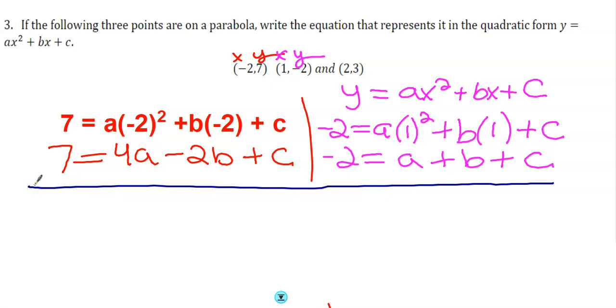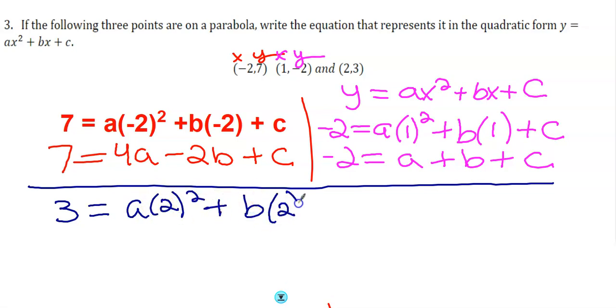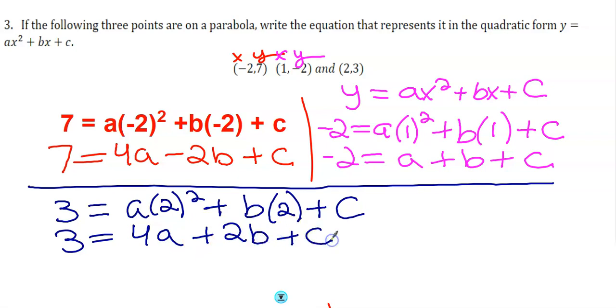All right, so I have plugged in. I have 3 as my y value, and then I'm going to plug in 2 for my x value. So 3 equals, 2 squared is 4a plus 2b plus c. Okay, so it's kind of funky. I don't know what my a, b, and c are. I don't know what my coefficients are, but I did know what my x's and y's are. All right, so this question is pretty hefty.